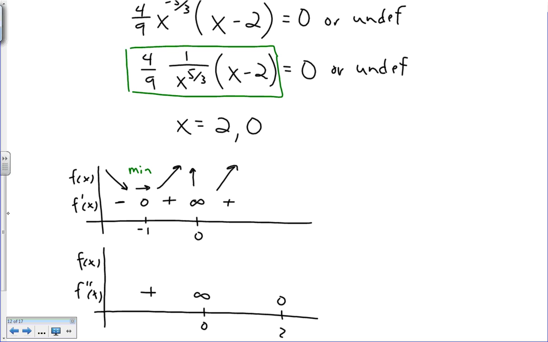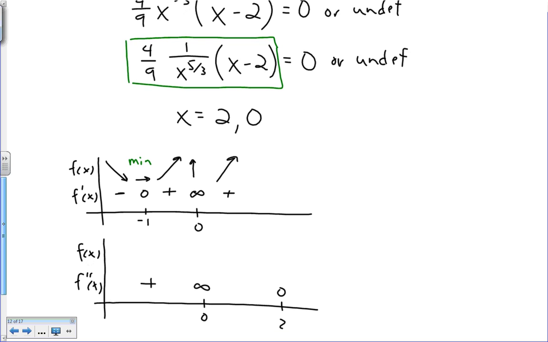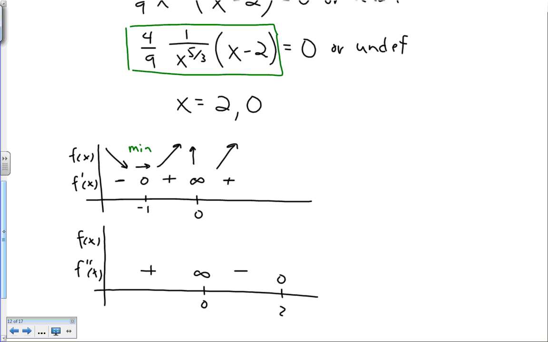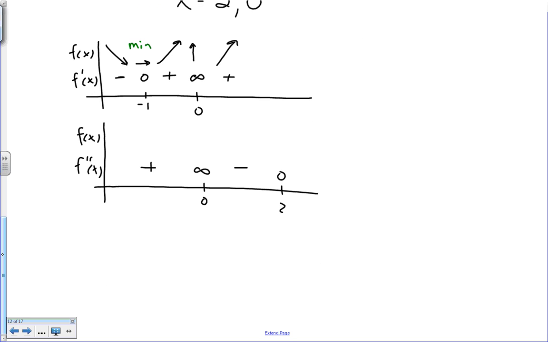The 1 over x to the 5/3, that would be positive. And then 1 minus 2, that's a negative number. So positive times a negative gives me a negative result. And the last one there, if I pick a number greater than 2 to plug it in, for example, 3, 4/9 again is positive. 1 over x to the 5/3, again, that's going to be a positive result. It's going to keep the sign. And then 3 minus 2, that would be a positive result as well. So the product of 3 positive numbers here.